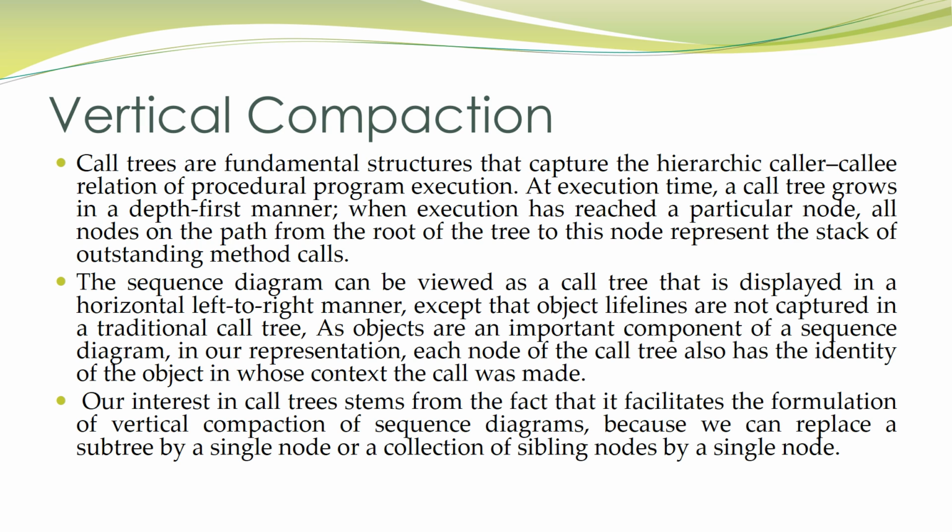When execution has reached a particular node, all nodes on the path from the root of the tree to this node represent a stack of outstanding method calls. That means the sequence diagram can be viewed as a call tree displayed in a horizontal left-to-right manner, except that objects and lifelines are not captured in a traditional call tree. Our interest in the call tree stems from the fact that it facilitates the formulation of vertical compactions of the sequence diagram, because we can replace a subtree by a single node, or a collection of sibling nodes by a single node.